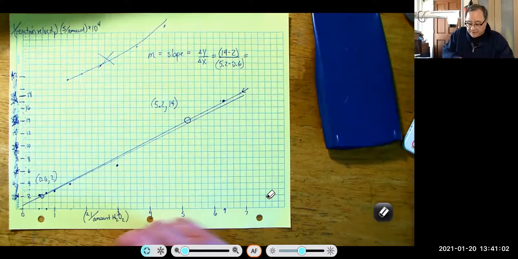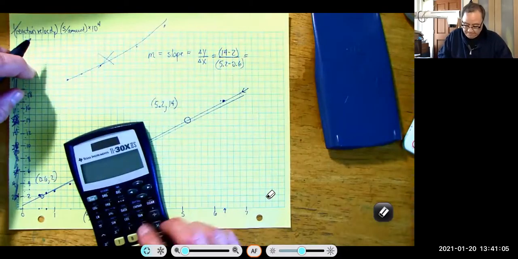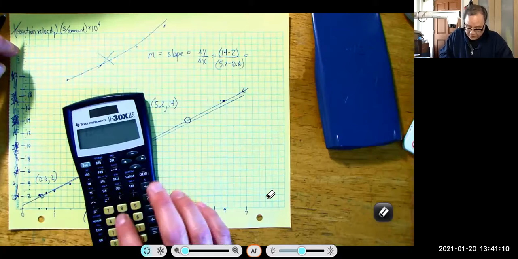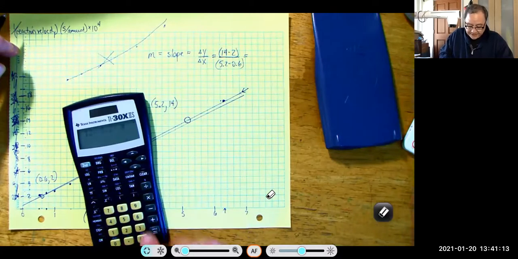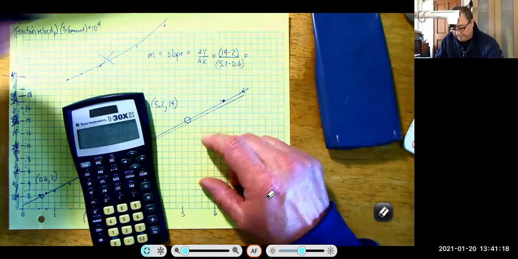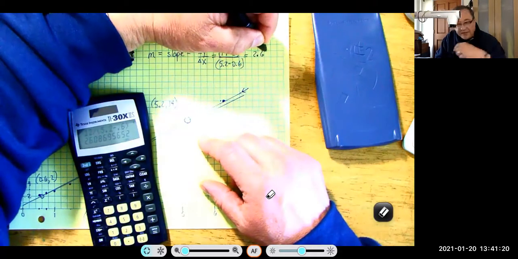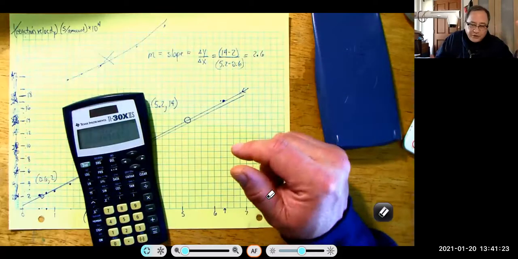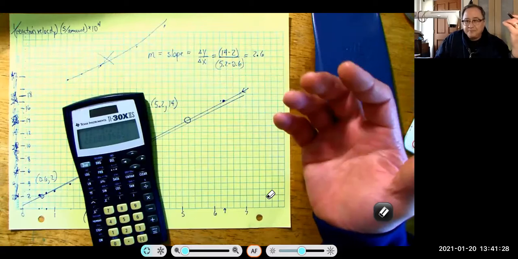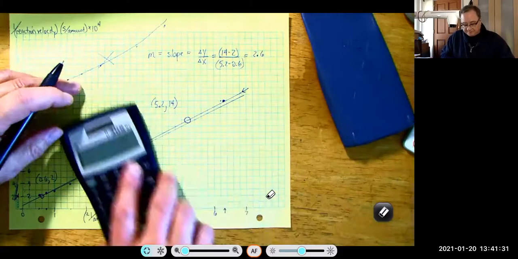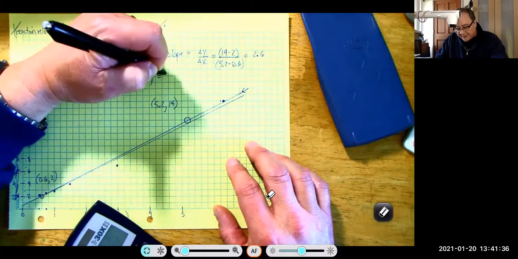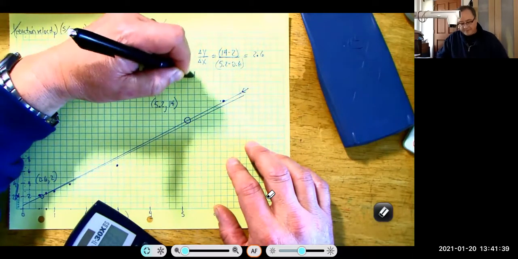So I'm going to plug these numbers into my calculator and see what I get. 12 divided by, I'm going to go ahead and do 5.2 minus 0.6, and I get 2.6, which is between 2 and 3. And I think in the assignment I wrote down, just use 2 sig figs. Maybe I said 3, but I think I said 2. Okay, so there's the slope. So that means that y is equal to 2.6x plus b.